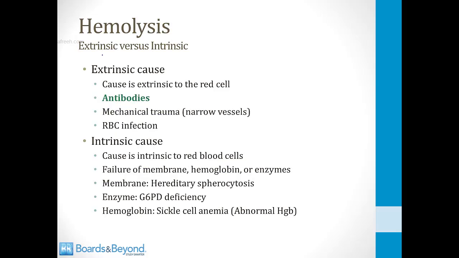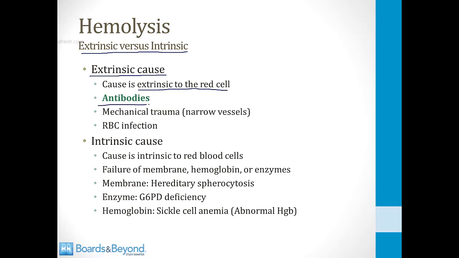One common way to categorize the hemolytic anemias, in a way that you will see in many textbooks, is to lump them into those that are extrinsic versus intrinsic. So what do we mean by this? A hemolytic anemia with an extrinsic cause is caused by something outside or extrinsic to the red cell, and there are generally three things that do this.